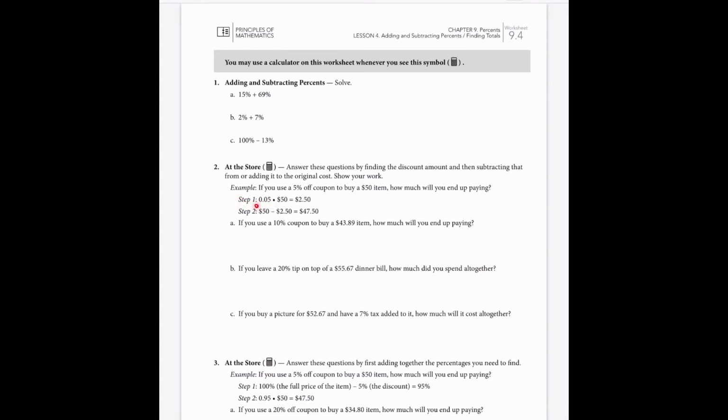Then we multiply the decimal times the amount, and that gives us $2.50. So that's how much we get off of our total amount. So we get $2.50 off of $50. Step two is to subtract $2.50 from $50. And that will give us $47.50. So I will let you guys go ahead and work on these ones, all right? Go ahead and go through those, work on them on your pages, and then we will try and figure it out together.